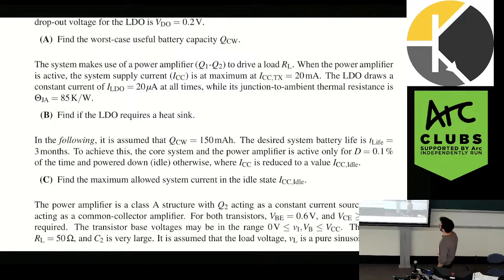Again, another way to approach this question is just to define first what we have in the system. Because to find ICC idle, that is the current in the off state.